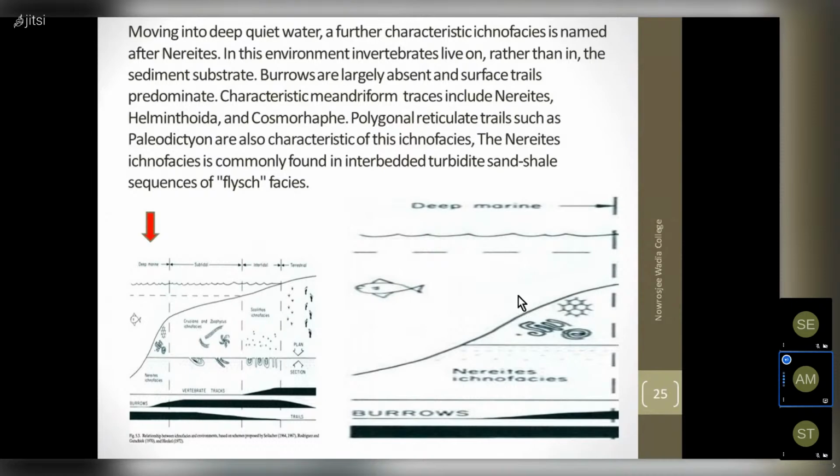Characteristic meandering form traces include Nereites, Helminthoida, and Cosmorhaphe, as we can see here, showing the shape of snakes, and some polygonal reticulate trails such as Paleodictyon are also characteristic of these ichnofacies. Here we can observe this one. The Nereites ichnofacies is commonly found in interbedded turbidite sand shale sequences of flysch facies.